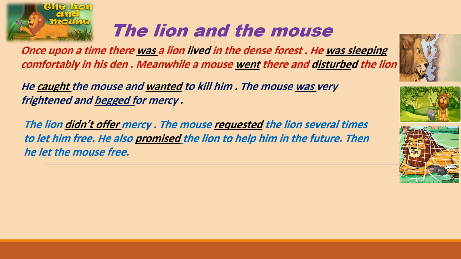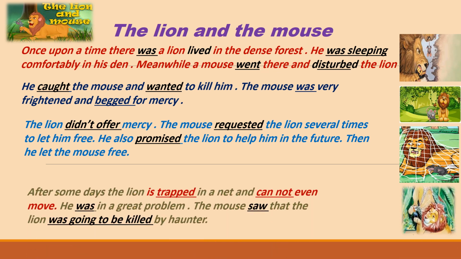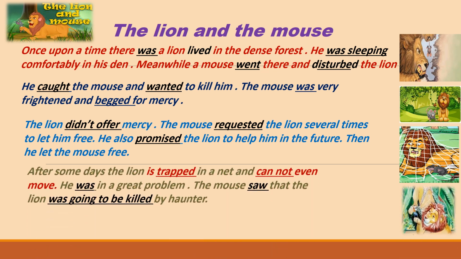The mouse requested the lion several times to let him free. طلب الفأر من الأسد عدة مرات أن يطلق سراحه. He also promised the lion to help him in the future. حتى أنه أوعده أنه سوف يساعده بالمستقبل. Then he let the mouse free. بعد ذلك أطلق الأسد سراح الفأر. After some days the lion is trapped in a net and can't even move. وبعد عدة أيام يحاصر الأسد في شبكة ولا يستطيع حتى الحركة.